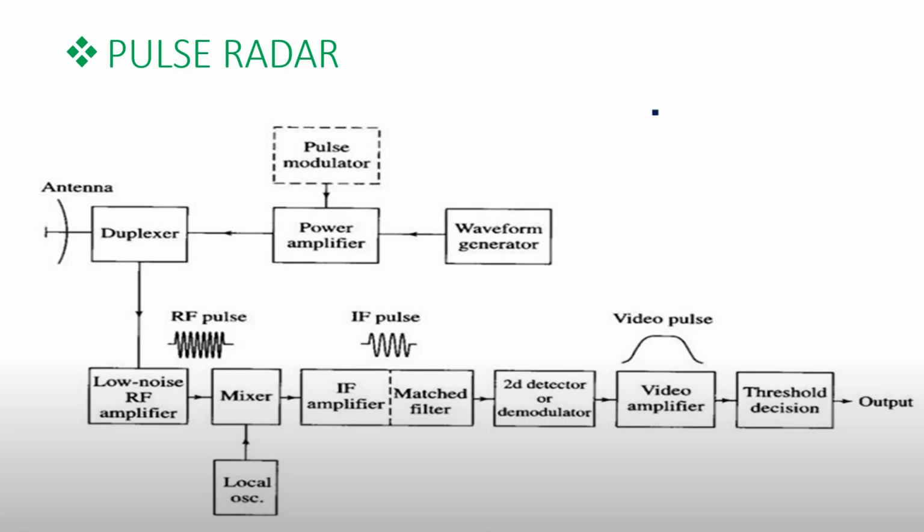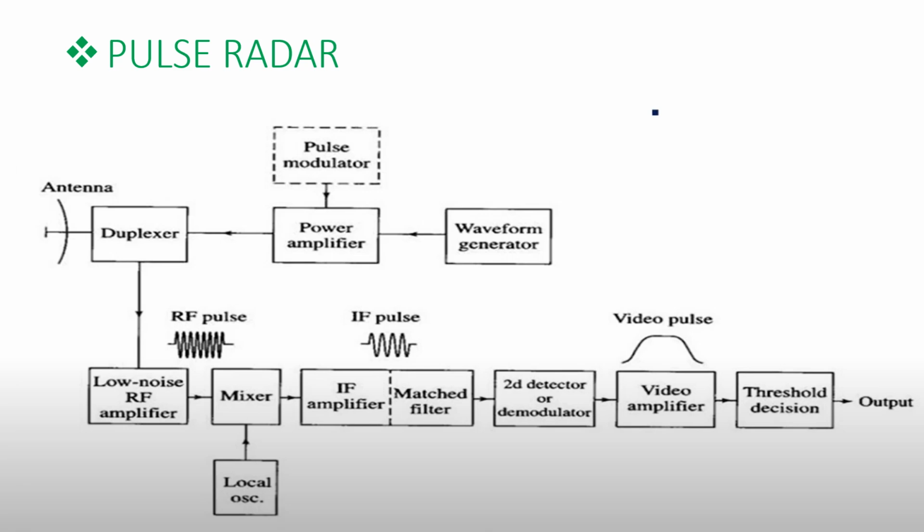Here is the explanation of its block diagram. The transmitter generates high power, short duration pulses of electromagnetic waves. The pulse width determines the radar range resolution. Then there is the pulse modulator, which controls the transmitter to produce pulses at specific intervals, which is the pulse repetition frequency or PRF, ensuring precise timing for the signal generation.